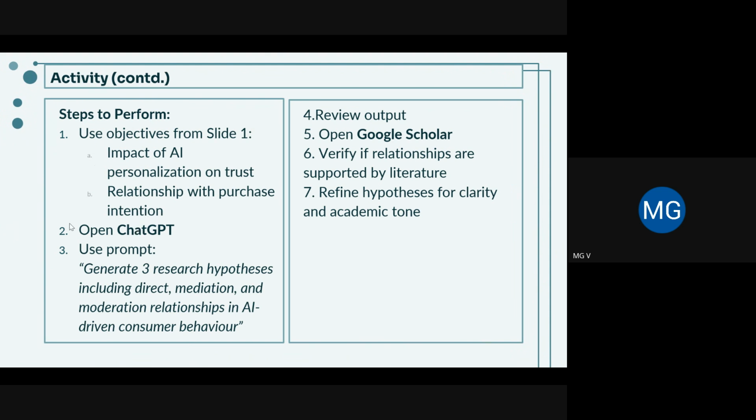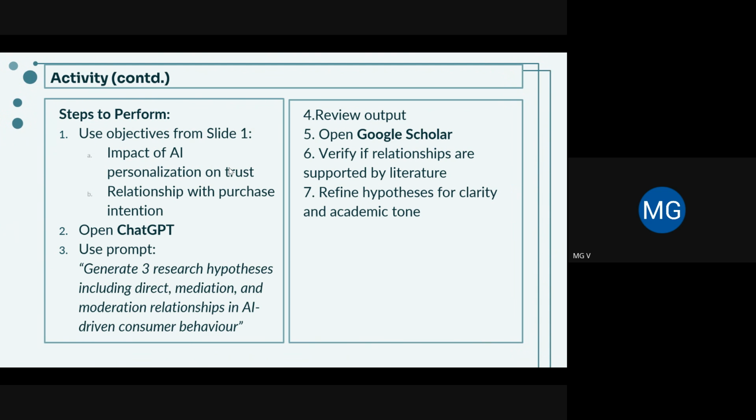So this is the vague idea, AI-driven consumer behavior. And now we are asking it to generate 3 research hypotheses, including all the variables, direct, mediation, and moderation relationships, right, between the variables. Now we can review the output that we got. After this, we can open the Google Scholar and verify if the relationships are supported by literature.